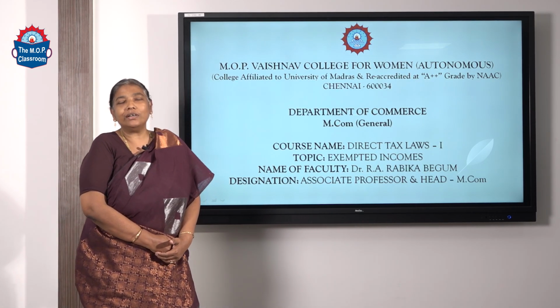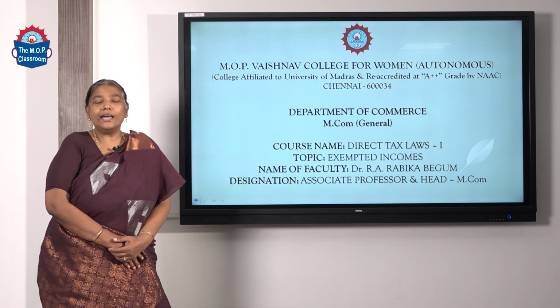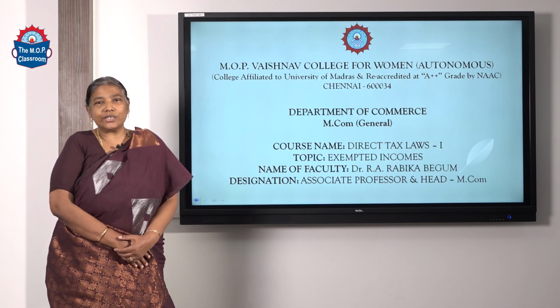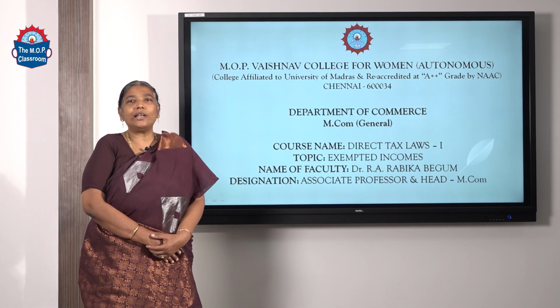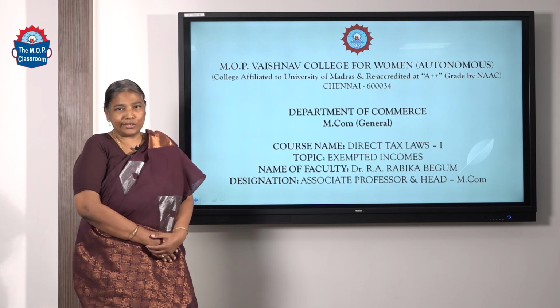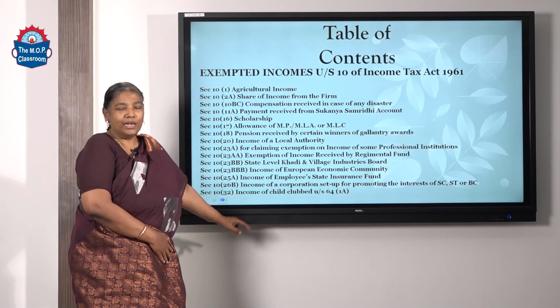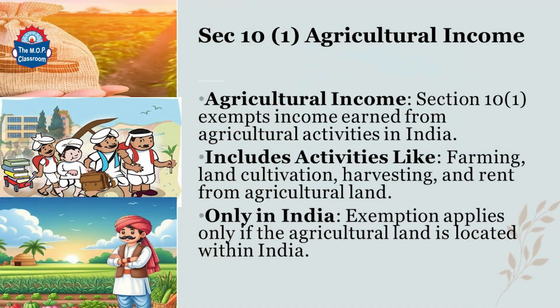Before we get into the presentation, certain exemptions have been given to individuals and certain exemptions to institutions, and the presentation covers a few items that qualify for exemption in the hands of an individual as well as in the hands of an institution. To start with, this is the list of items which is going to be covered in this presentation. The first item qualified for exemption is Section 10 subsection 1, agricultural income.